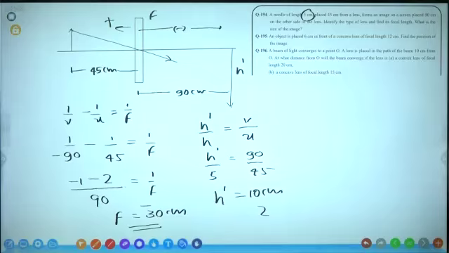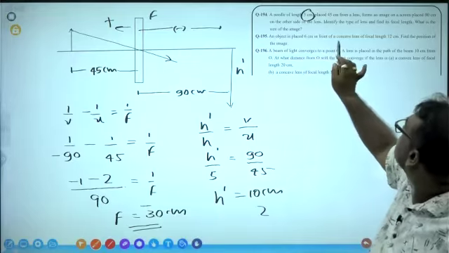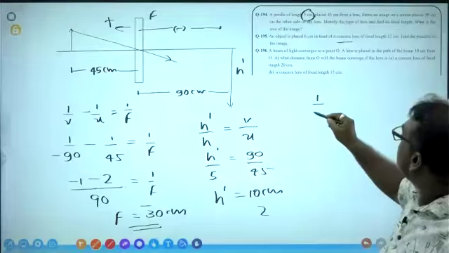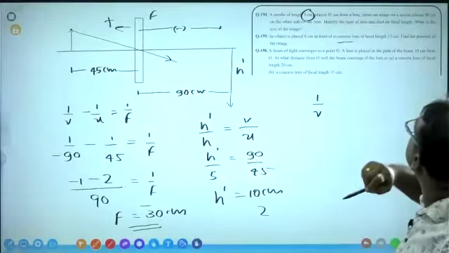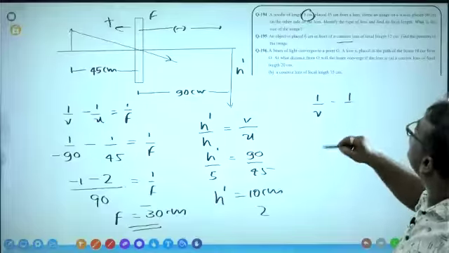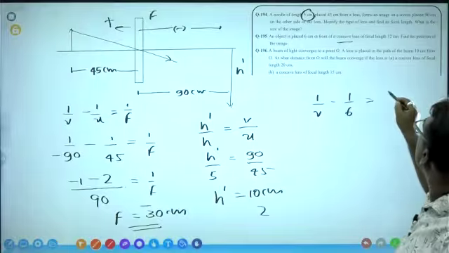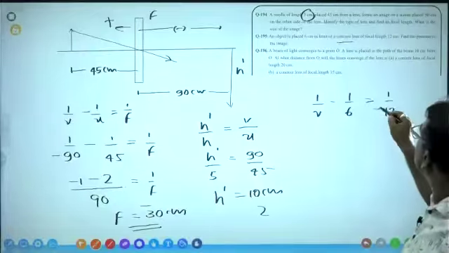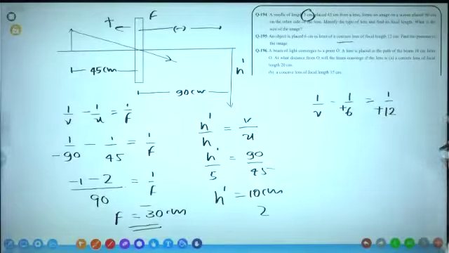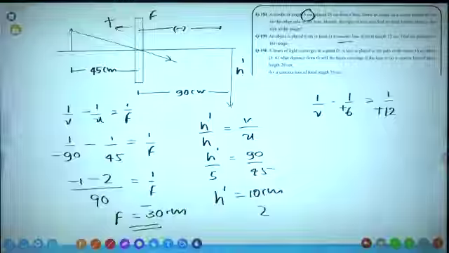An object is placed 6 centimeter from the concave lens. Concave, no? 1 over V to be found. 1 over U, 6. 1 over 12. This one plus, this is also plus. Focal length of concave lens is plus.